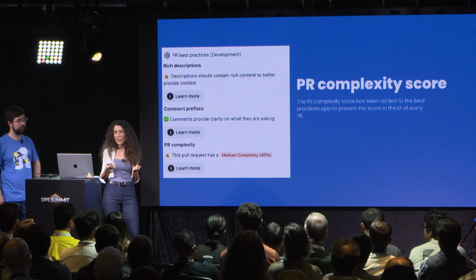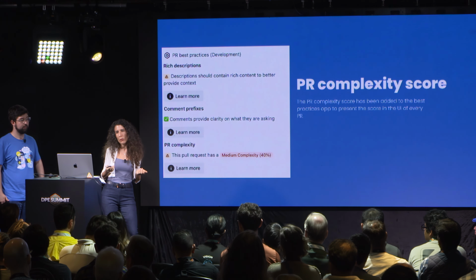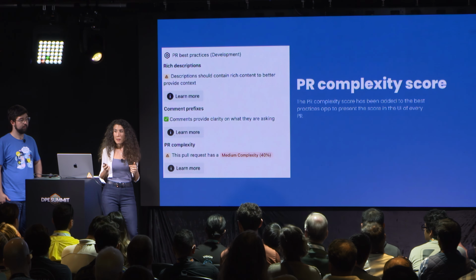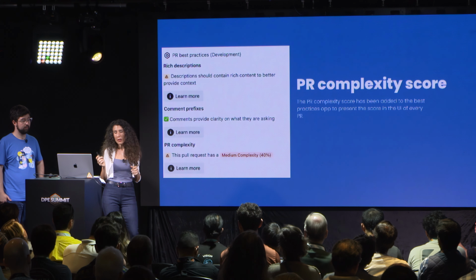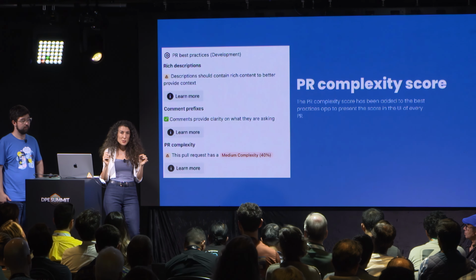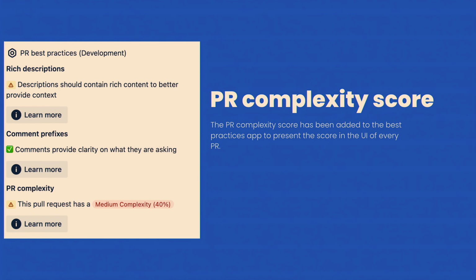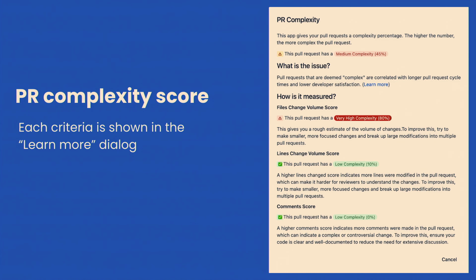And this information is ideally used by the author of a PR before submitting it, but can also be used by the reviewer to pay attention to certain aspects as part of the review process. And furthermore, the reason behind the complexity score and its value can be further explained by opening the Learn More dialogue, where all the individual criteria and their values are presented with some suggestions on how to reduce the score.